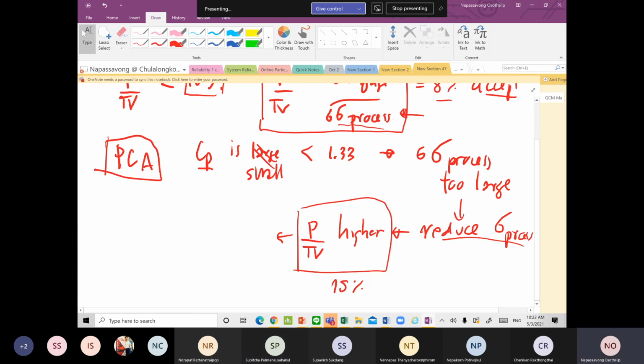So in short, now if P to TV has changed to 15%, will you still accept the precision of this measurement system?